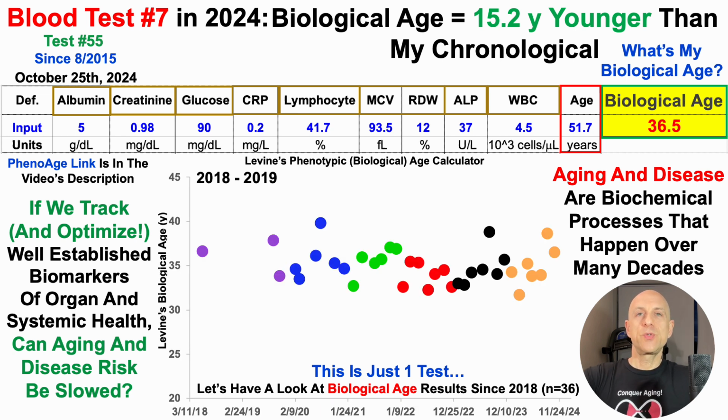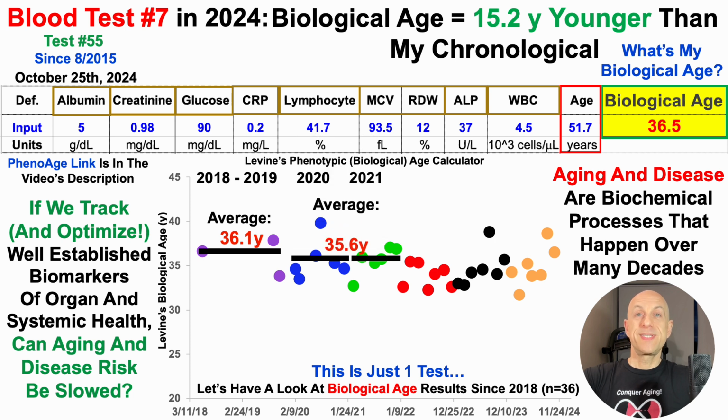So in 2018 to 2019, I tested 3 times with an average biological age of 36.1 years. But 3 tests over a 2-year span is probably not enough data to track year-to-year change. So I started testing more often. For 6 tests each in 2020 and 2021, biological age using this metric was 35.6 years. So 35.6 at that time was probably a closer representation to a full year average relative to the 36.1 in 2018 to 2019.